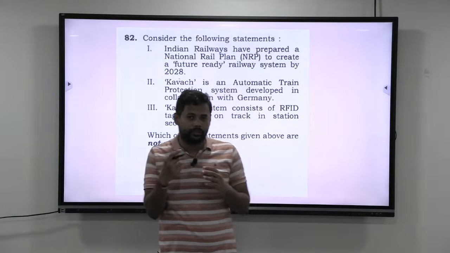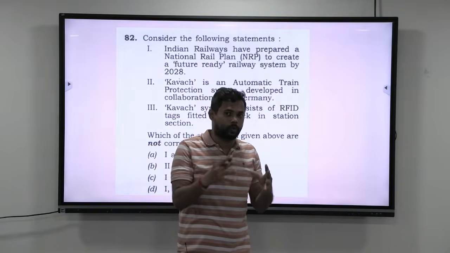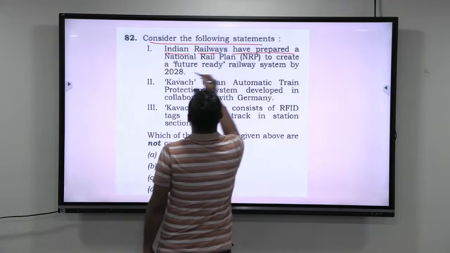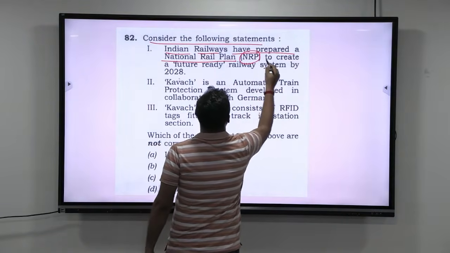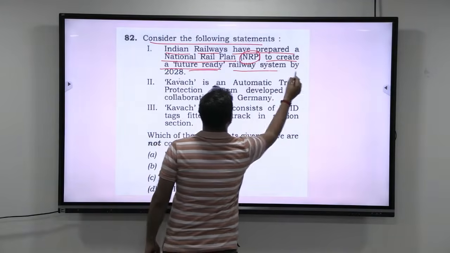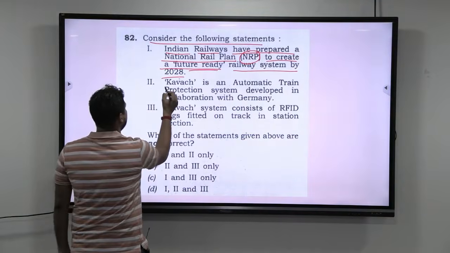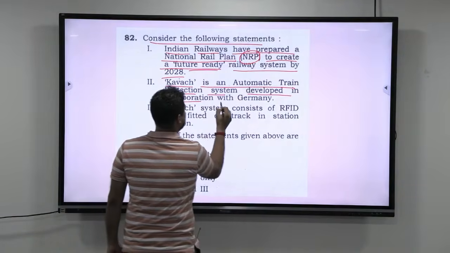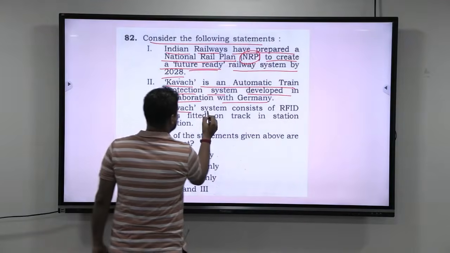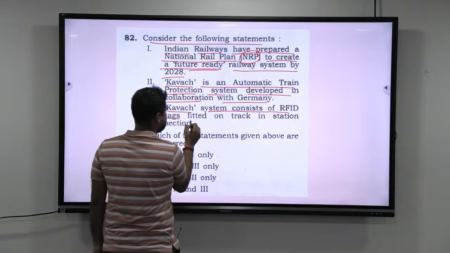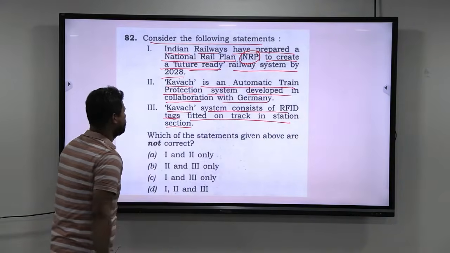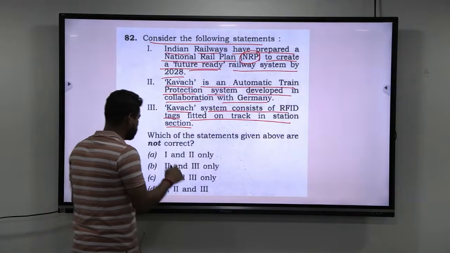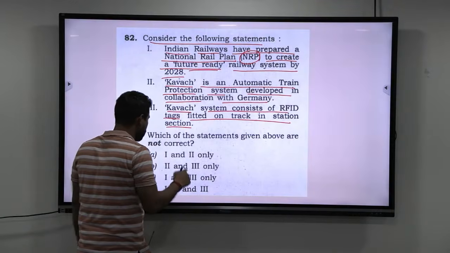And also I will teach you, whenever you come across a program, how to learn that program. Look at this. Consider the following statements. Indian Railways have prepared a National Rail Plan, NRP, to create a future-ready railway system by 2028. Second statement: Kavach is an automatic train protection system developed in collaboration with Germany. Third: Kavach system consists of RFID tags fitted on track in the station section. Which of the statements given above are not correct? 1 and 2 only, 2 and 3 only, 1 and 3 only, 1, 2 and 3 only.